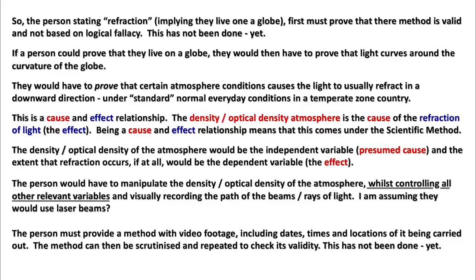The density, optical density of the atmosphere would be the independent variable, or presumed cause, and the extent that refraction occurs, if at all, would be the dependent variable, or the effect. The person would have to manipulate the density, optical density, of the atmosphere whilst controlling all other relevant variables and visually recording the path of the beams or rays of light. I'm assuming they would use laser beams. The person must provide a method with video footage including dates, times, and locations of it being carried out. The method can then be scrutinized and repeated to check its validity. This has not been done yet.